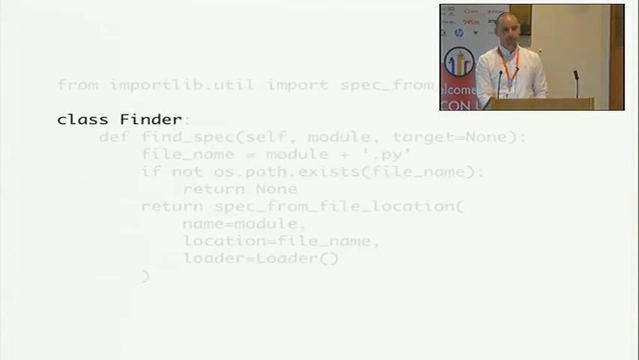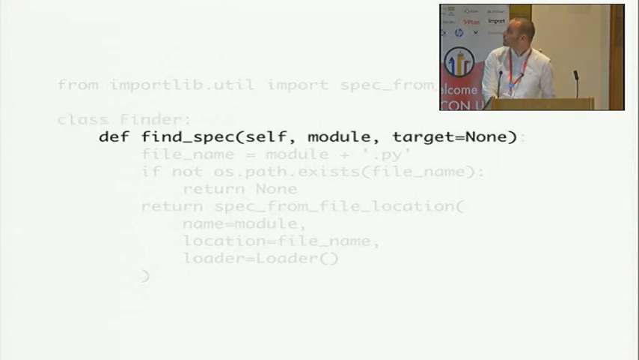So let's implement this finder. Okay, we start with a class. We define the required function. The function takes 2 arguments. Target, we're not interested in that. It's a little bit of a corner case. We're not dealing with corner cases here.